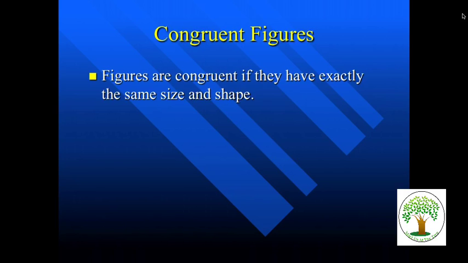All right, that's not to write down quite yet. So they have to be exactly the same. So a circle cannot be congruent to a square. A triangle cannot be congruent to a trapezoid. They have to be the same size, so a large triangle cannot be congruent to a small triangle. They have to be the same shape and the same size.